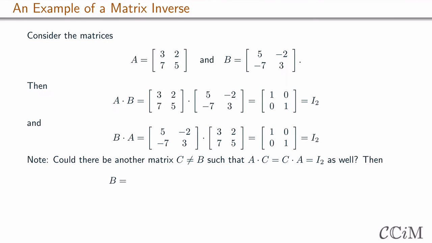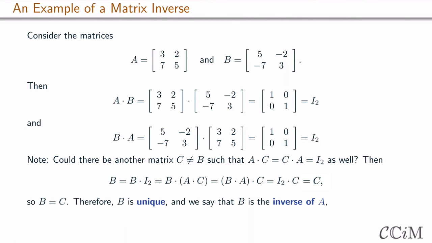Well, in that case, I could write B as B times the identity matrix. And instead of writing the identity matrix right here, I replace that with A times C, because A had this property that A times C equals the identity matrix. But now, multiplication of matrices is associative, so I can move the parentheses. So I can perform the product B times A first and then multiply the result by C. But what is B times A? B times A is the identity matrix. So this equals the identity matrix times C. That is simply C. And so we see that B must be equal to C. In other words, the inverse of a matrix, when it exists, is actually unique.